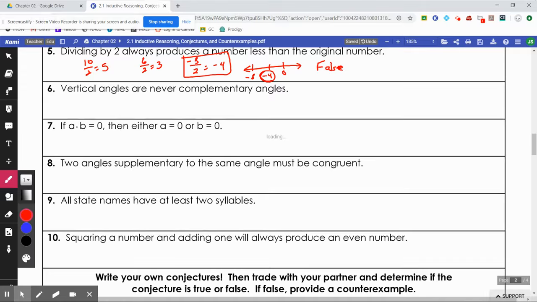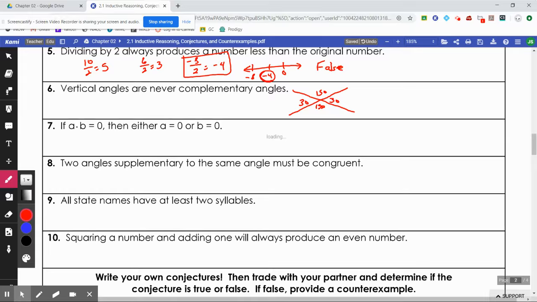Vertical angles are never complementary angles. We talked about vertical angles last chapter, and let's remind you what vertical angles are. When you have two intersecting lines, these two angles are vertical. Okay, they're never complementary. Well, we knew that from last chapter, vertical angles are the same. So if that's 30, then that's 30. That would make this 150 and this 150. They're also vertical. They're the same.